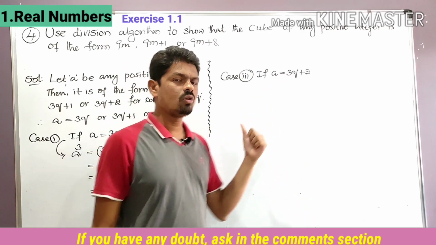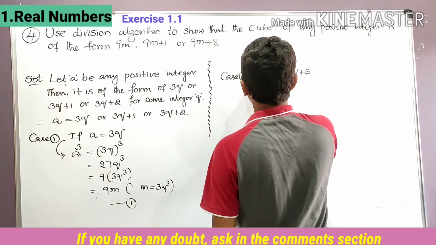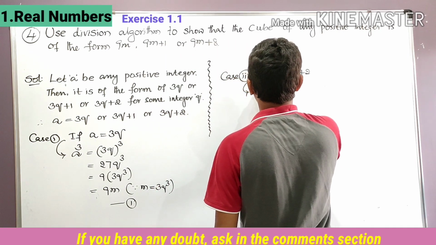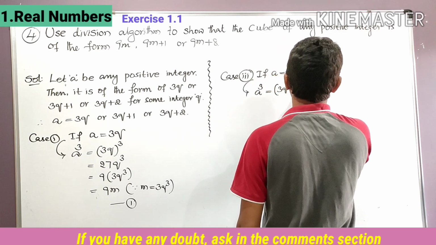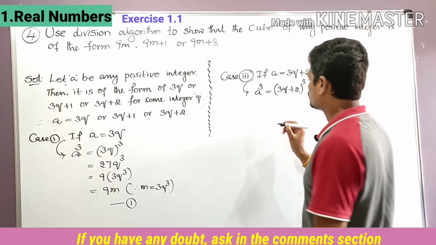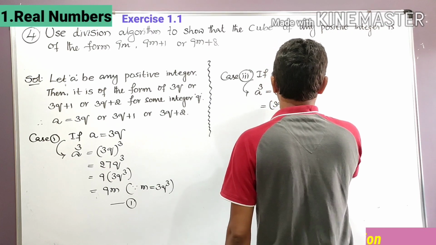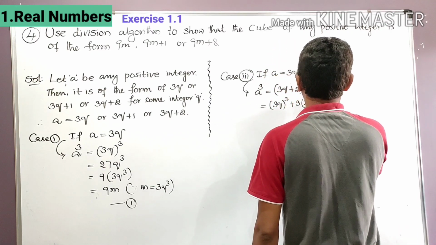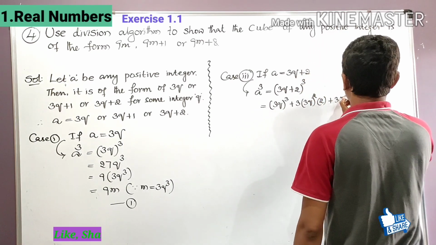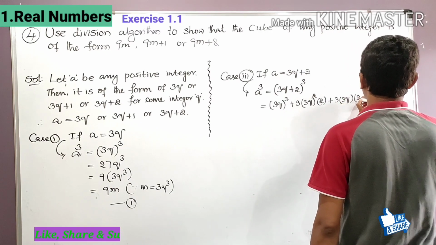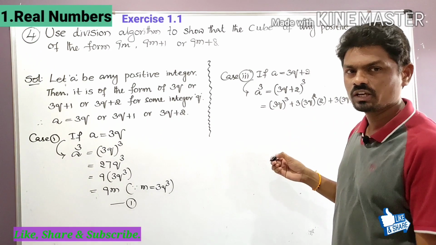Here we have to take a is equal to 3q plus 2. By cubing on both sides, we get a cube is equal to 3q plus 2 whole cube. Again we have to expand using a plus b whole cube. So a cube, that is 3q whole cube, plus 3a square b, 3 into 3q whole square into b is 2, plus 3ab square, 3 into 3q into 2 whole square, plus b cube, that is 2 cube.